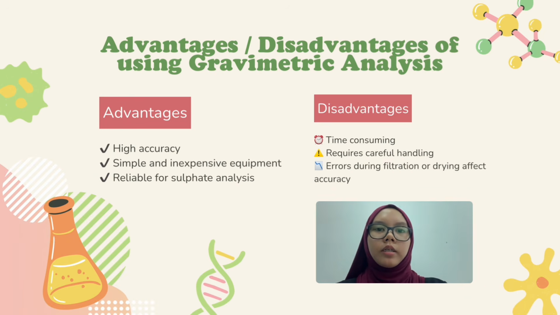Gravimetric analysis is highly accurate because it measures the mass of pure precipitate directly. It also uses simple laboratory equipment, making it a reliable and cost-effective method. However, it is time-consuming because it involves several steps such as filtration, washing, drying, and weighing. It also requires careful technique since losing precipitate and incomplete drying can produce inaccurate results.